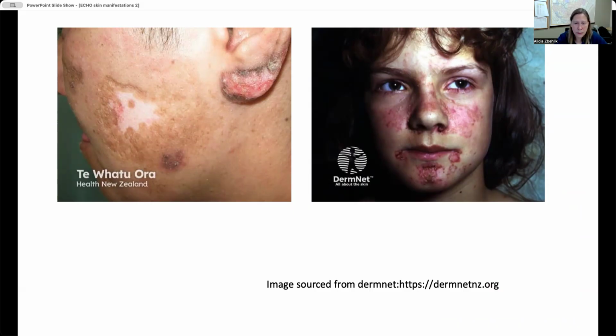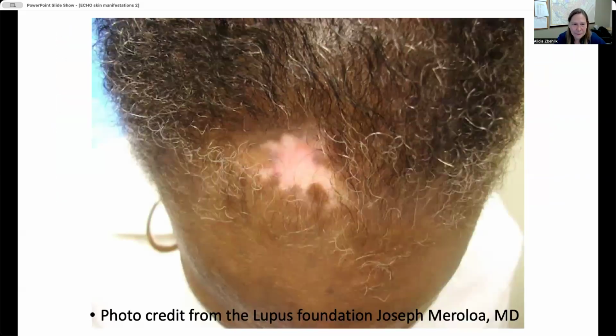And I just want to call out DermNet. It's a source of all these pictures, and also kind of speaks to my heart because my mom's from New Zealand. So this is in Maori, and some of these pictures are from Health New Zealand. So, next slide, please. And then just to show a person with more melanin, and you can see how they result in hypopigmentation.